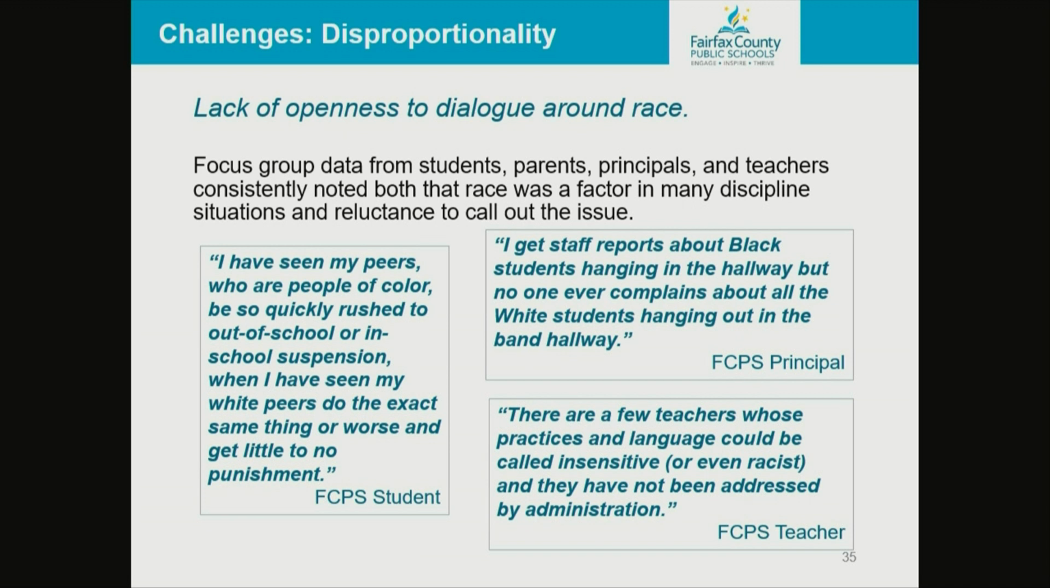And now I'm on slide 35. One of the clearer things that came out of all the data that we collected and all the people we spoke to is that there's a lack of openness to dialogue around race. The focus groups in particular with our students, our parents, our principals, and teachers consistently noted that race was a factor in discipline decisions, but also a reluctance to call it out. So I'm just going to pause for a minute and let you read through these quotes to get a flavor of what kinds of things were said to us.